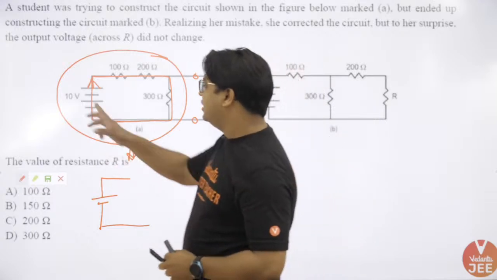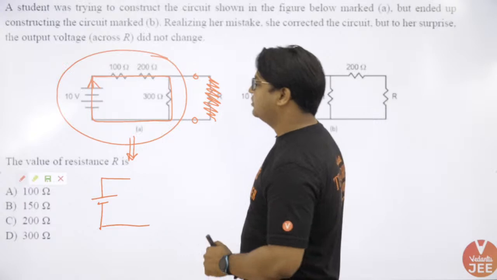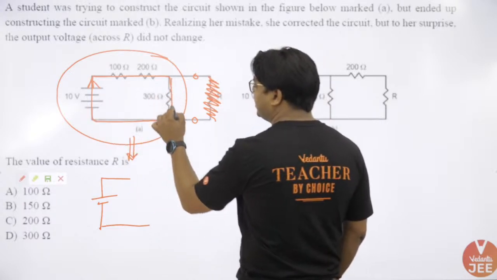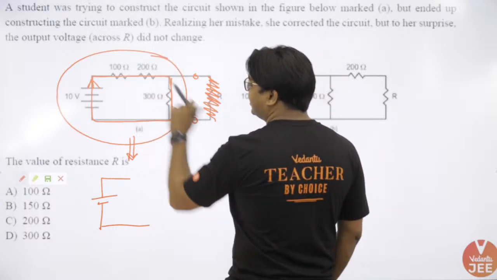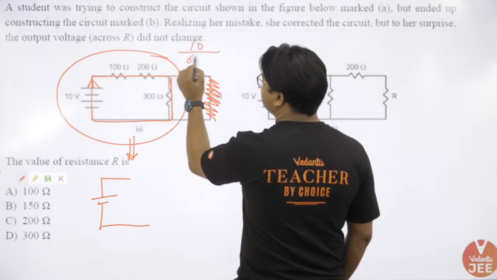And how much will this current be? This current will be 10 volts divided by the total resistance, that is 600 ohms. So it will be 10 divided by 600. So this much current will flow. And then what will be the potential drop across this resistance? That will be current into 300. So the current would be 10 upon 600.